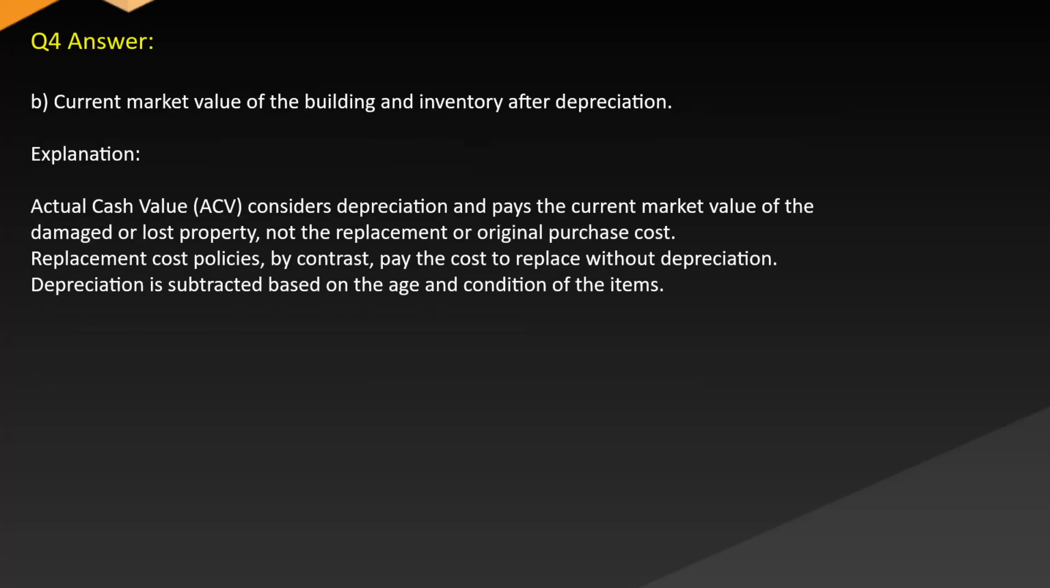Answer: B. Current market value of the building and inventory after depreciation. Explanation: Actual cash value (ACV) considers depreciation and pays the current market value of the damaged or lost property, not the replacement or original purchase cost. Replacement cost policies, by contrast, pay the cost to replace without depreciation. Depreciation is subtracted based on the age and condition of the items.